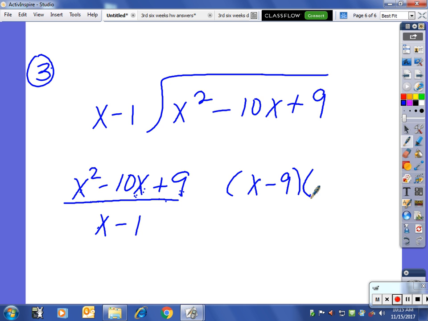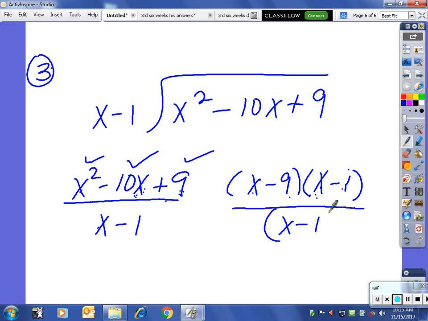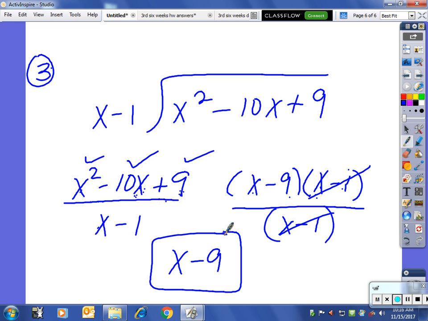X minus 9. And sure enough, x minus 1. That would give me x squared, and then I'd get a negative 1x and negative 9x. That's how I get the middle term, and I'd get a positive 9 on the end. Now, do I have any common factors? So now the entire x minus 1 factor will cancel, and what am I left with? X minus 9. Not that bad.